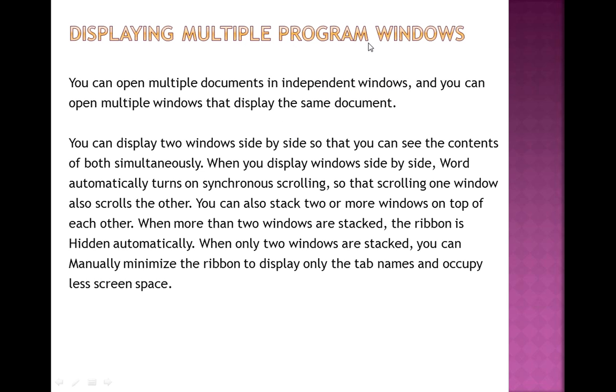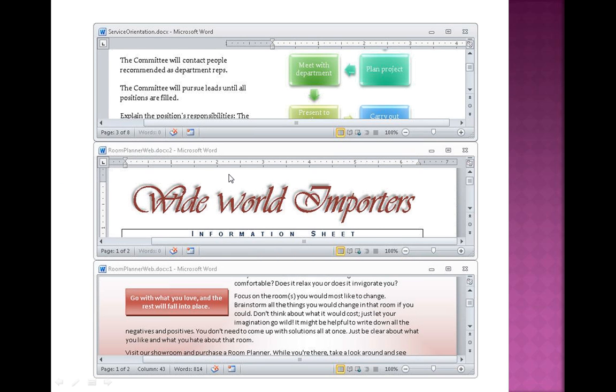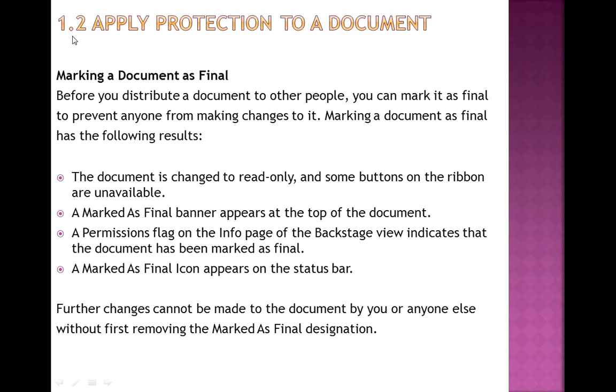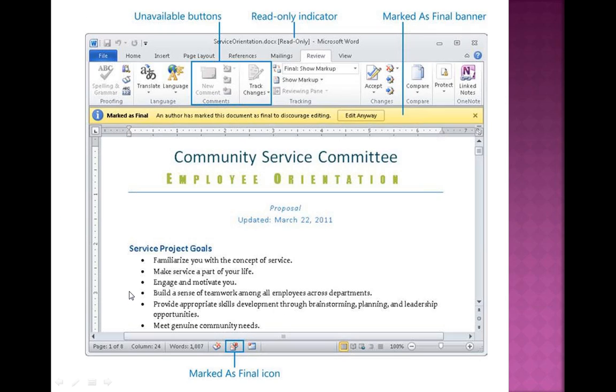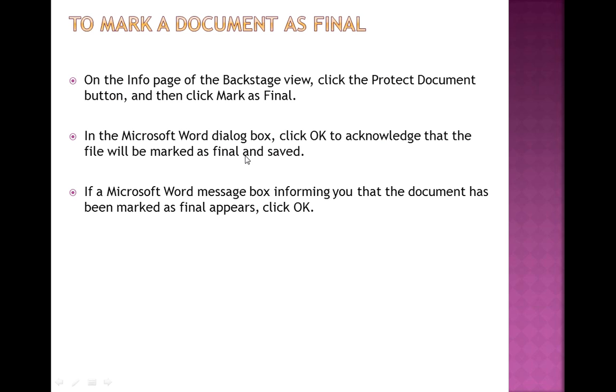Then we talked about displaying multiple program windows at the same time on the screen. These are the 3 windows available on the same screen. Then 1.2 is applying protection to a document. In yesterday's class, we also talked about how to apply protection to a document, that is how to mark a document as final, and how to make the document read only, and how some buttons are unavailable on the ribbon. Then we also talked about the read only indicator, unavailable button, marked as final banner, and so on.